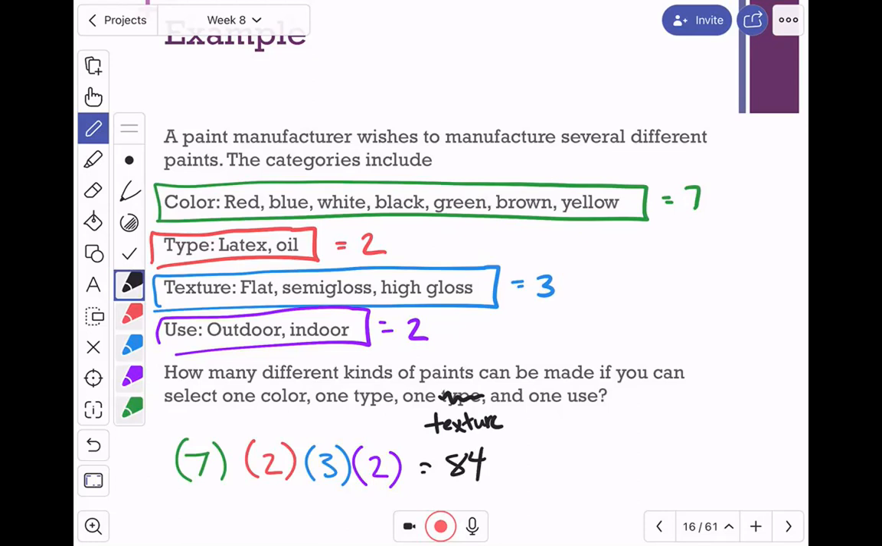I used to go to Sonic a lot, and Sonic used to always have the drink specials about how many drinks they could make. Like during happy hour, they can make this many drinks. They do that by just multiplying all their different syrups and types of drinks and flavors and things like that. It's the fundamental counting principle. It's used often, actually.